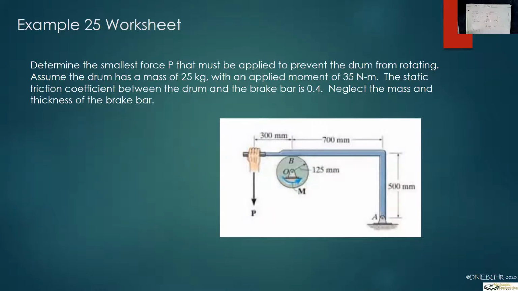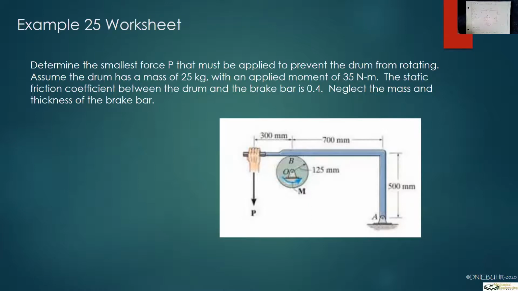More so, think of it as you're pulling down, you're hanging off of it, and there's a torque attached to it, and you're trying to figure out what you need to do to keep this thing from starting to move. So we have a 35 Newton meter moment trying to spin it counterclockwise, and the coefficient of friction is 0.4. The drum has a mass of 25 kilograms, which actually turns out to be kind of a red herring in this problem.